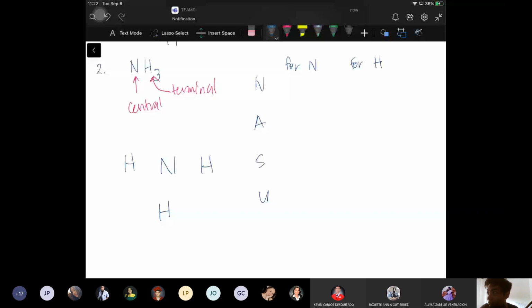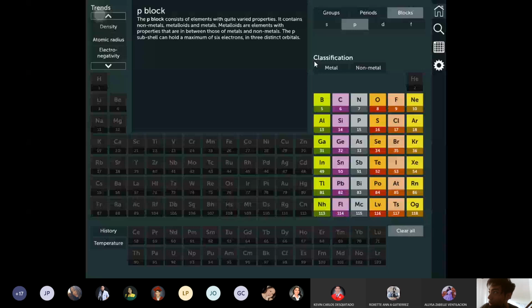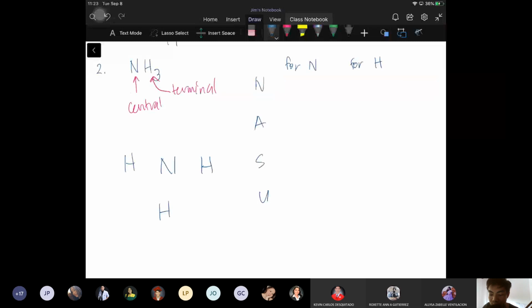There it is, that's nitrogen. Since it is in the P block, it should follow the octet rule. So, 8 times 1. For hydrogen, we already know that it only requires 2 electrons. So, 8 times 1 plus 6, 8 plus 6 cannot be anything but 14. So, 14 electrons needed.